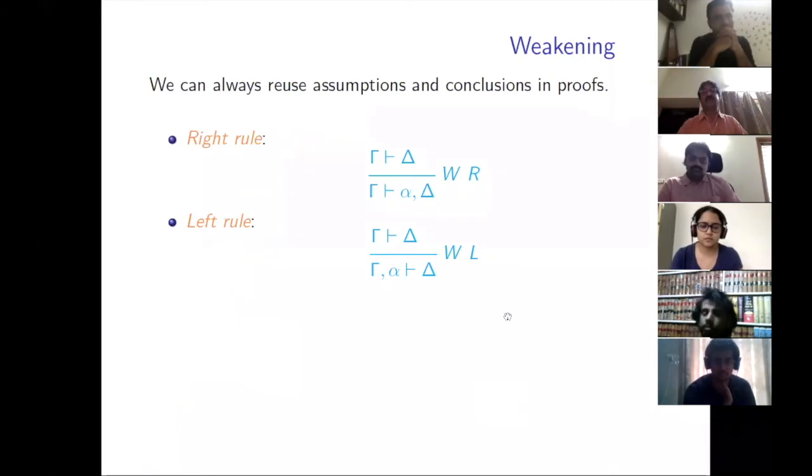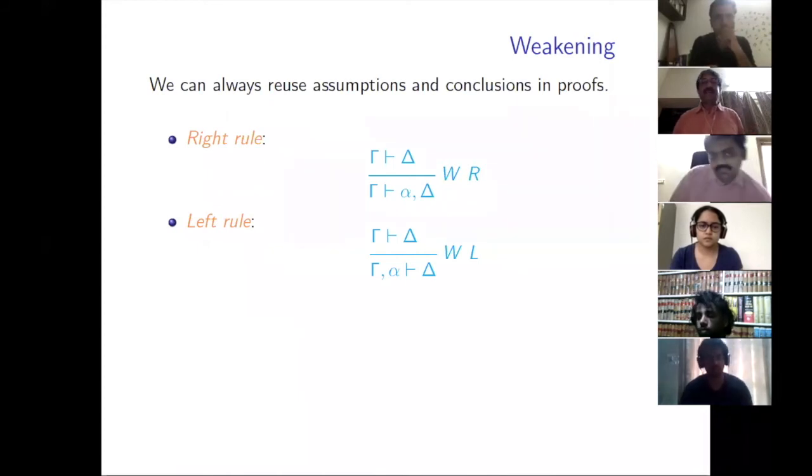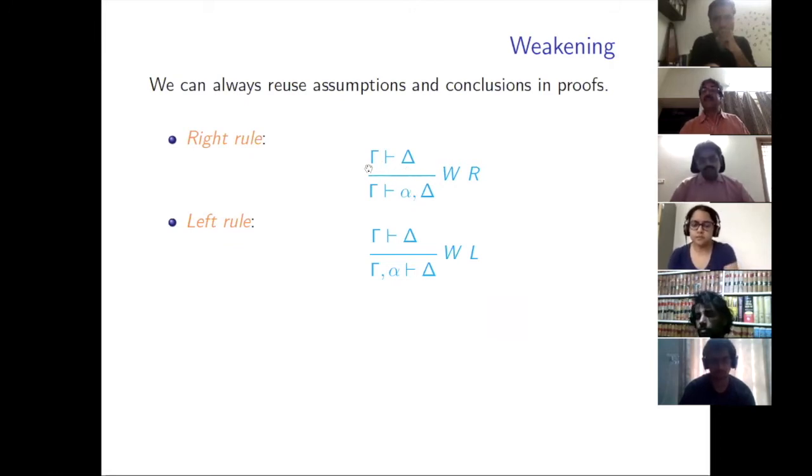What are the structural rules? The first is weakening. It says that you can always weaken your assumptions and strengthen your conclusions. If you have already derived delta from gamma, then you can always write alpha or delta. This just says that the comma on the right hand side behaves as disjunction.